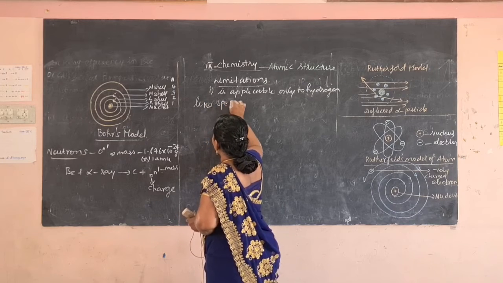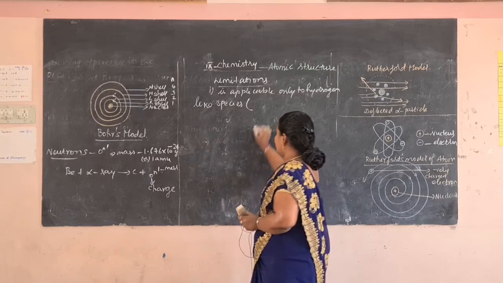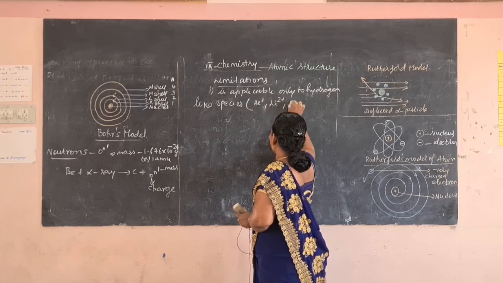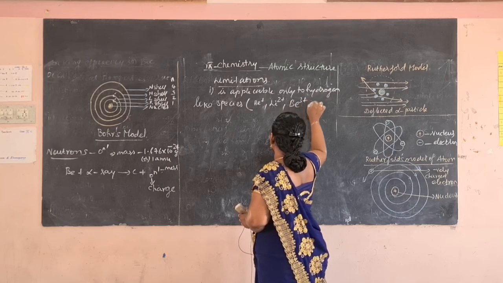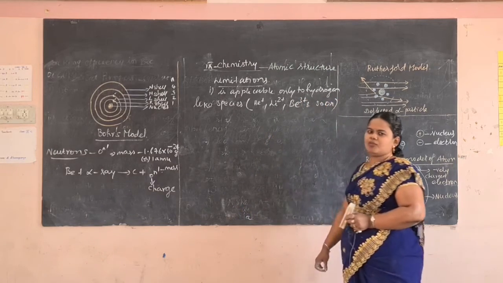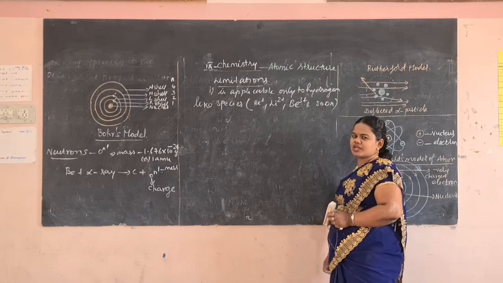What are the examples for hydrogen-like species? Helium plus, lithium 2 plus and beryllium 3 plus, and so on. These are the hydrogen-like species, and only for them can we apply Bohr's atom model; we cannot say it for everything. It is applicable only to hydrogen-like species.